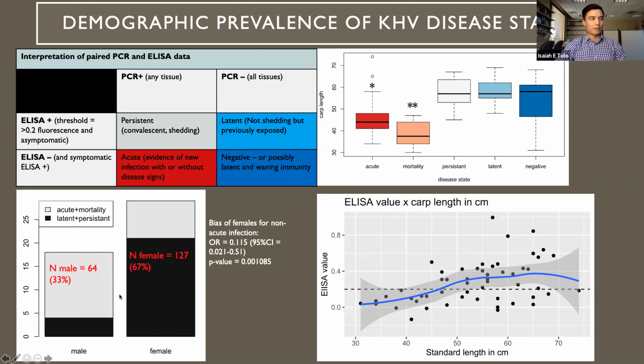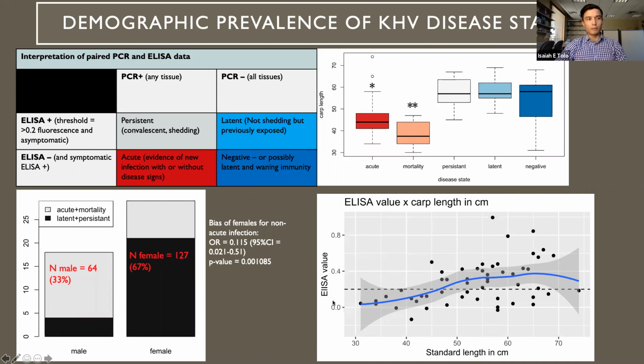We also found that the population was skewed towards females. So if you look at this bottom left panel, you would normally expect the male to female ratio to be about 50-50. But we found that there were significantly fewer males than expected. And also that these males were more likely to be associated with acute or mortality state. And this makes sense since male carp actually mature sooner than females, and they participate in spawning and social contact more at a younger age than females do.